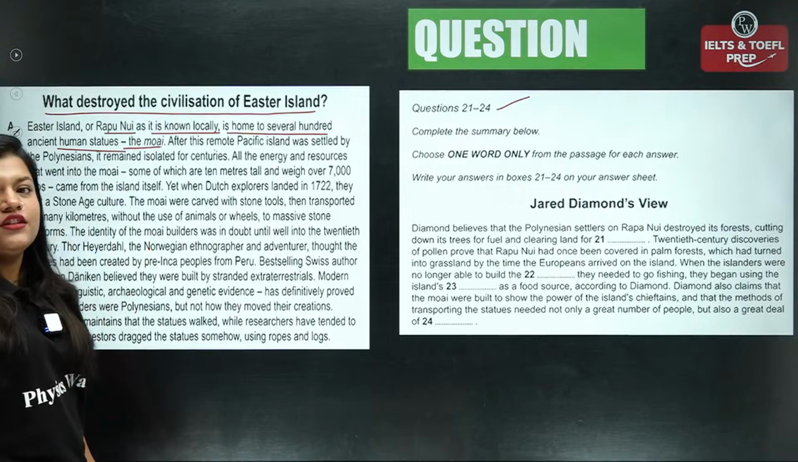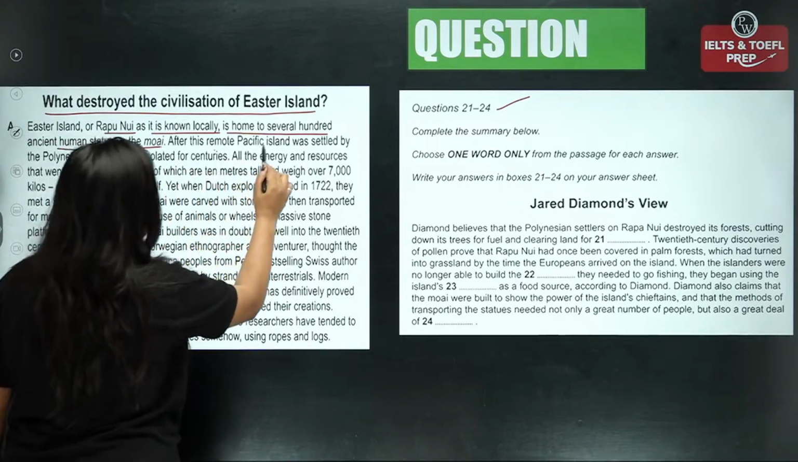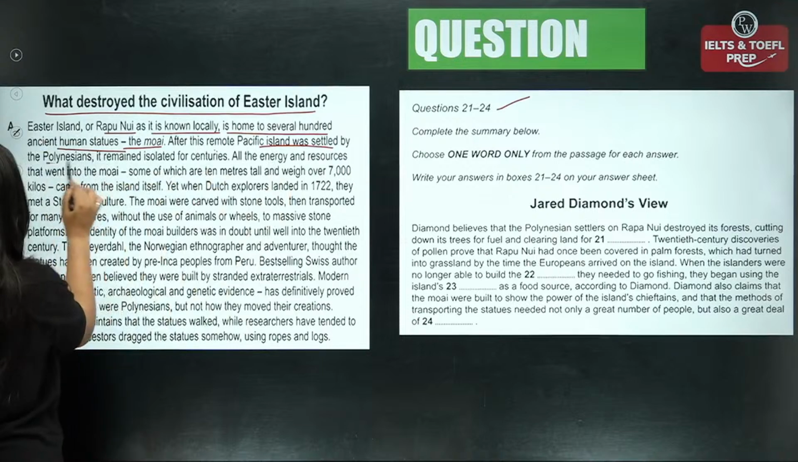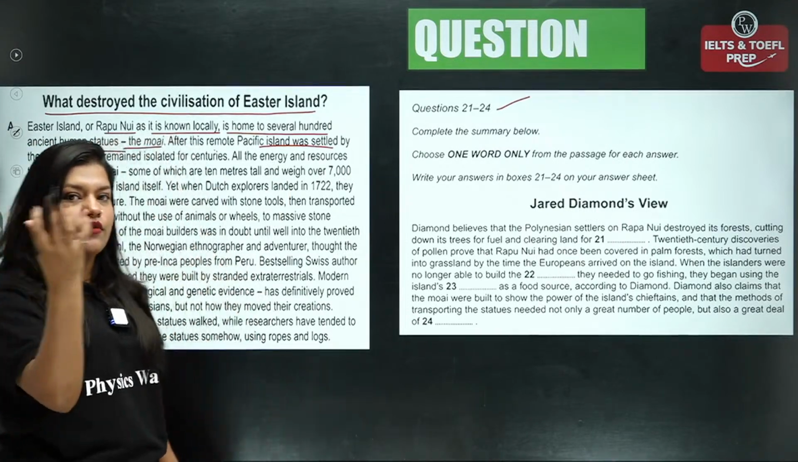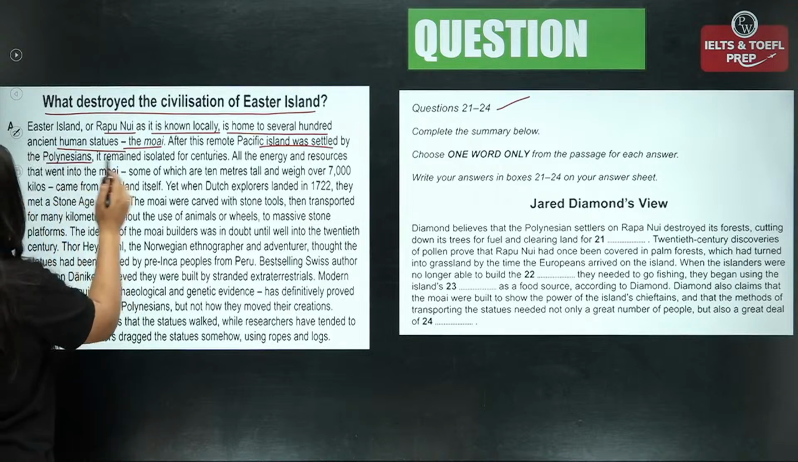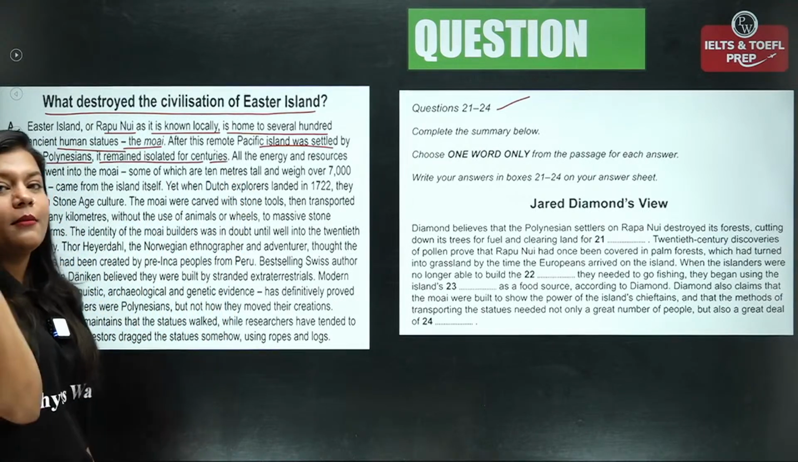Okay, so the ancient human statues, their name was the Moai. After this, the remote Pacific island was settled by the Polynesians. I told you Polynesian is the name of a category, or a region, or a community. Okay, it remained isolated for centuries. Isolated means alone, abandoned, empty.